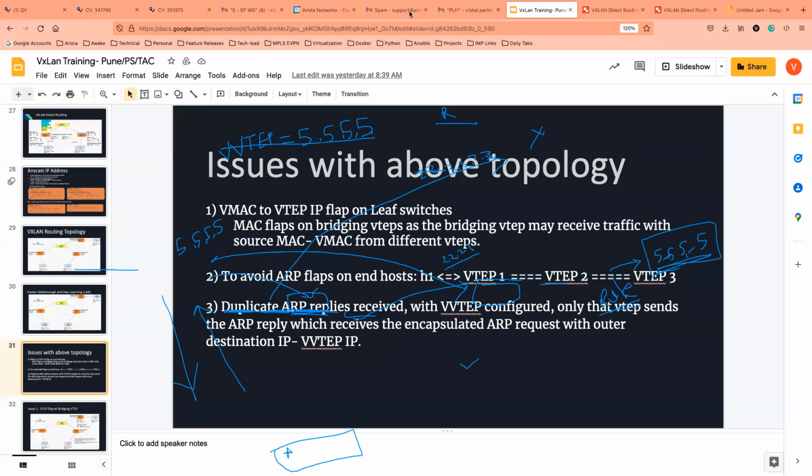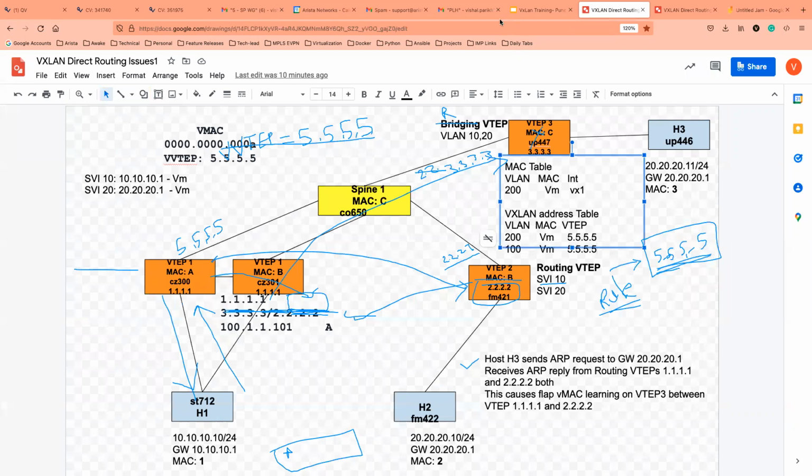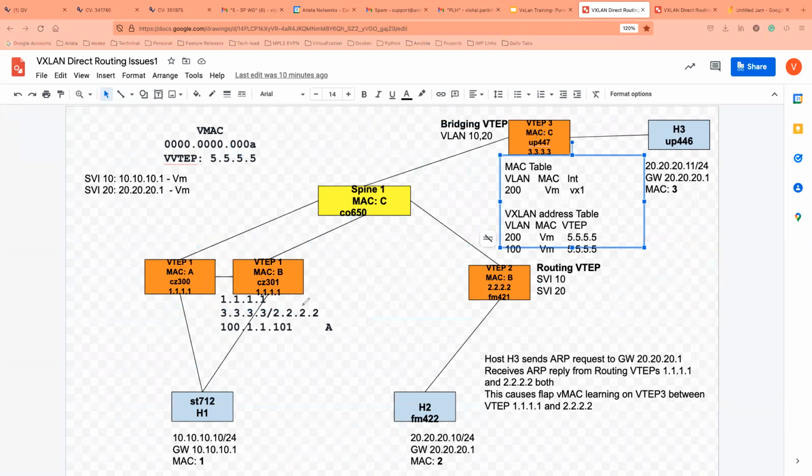Yeah, I have one question actually. Can you open that diagram? If the destination IP is not 555, VTEP 2 will not respond back, right? It will discard the packet. That is the third rule which we are talking about.